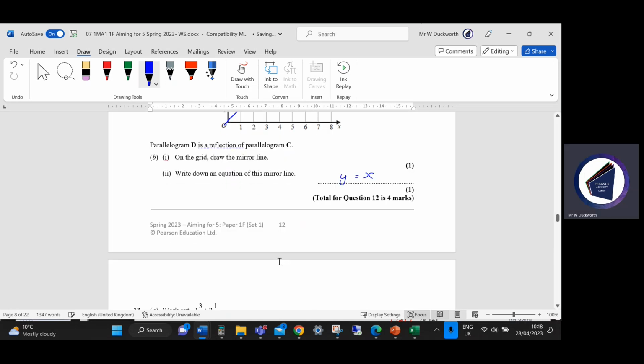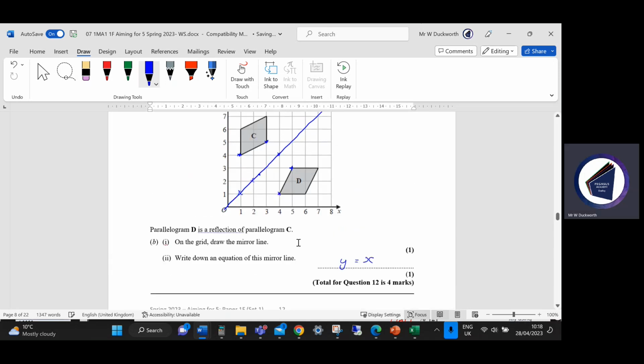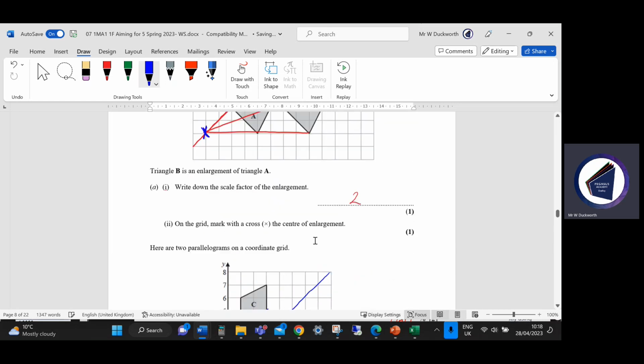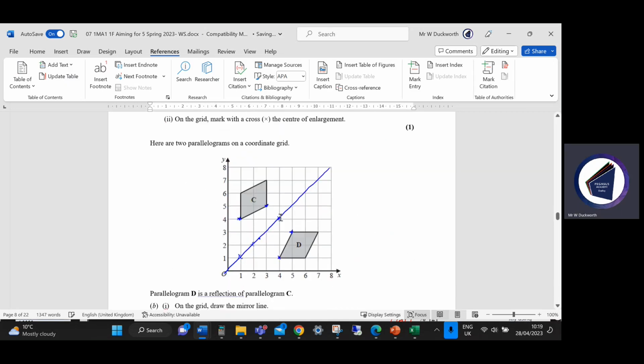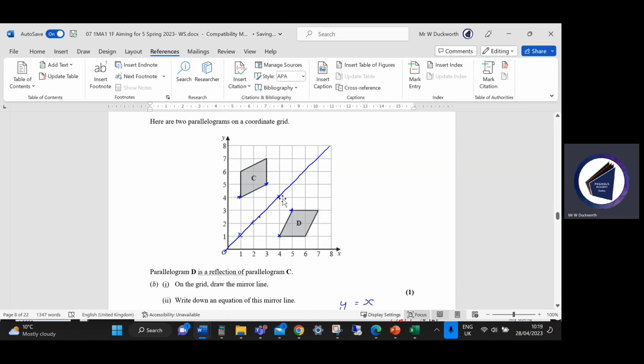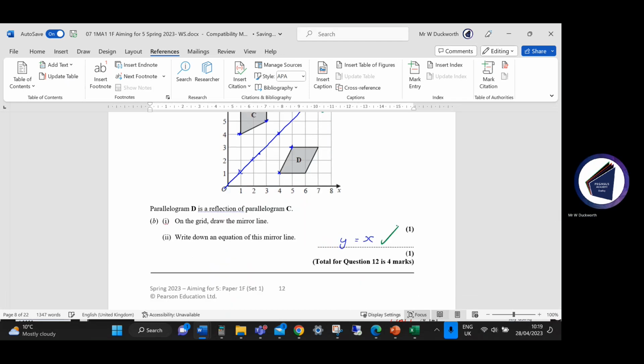And is that it for the page? It is. So the mark scheme for that states scale factor of 2, 1 mark. The center of enlargement correctly placed. So that's there. For the next part, correct line, and then the equation y is equal to x for the final mark.